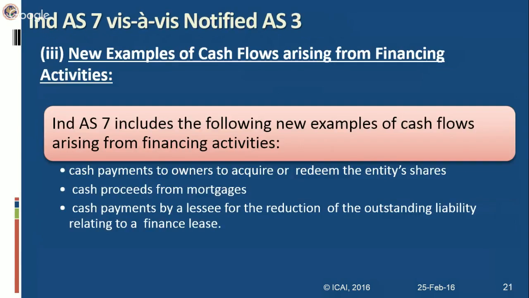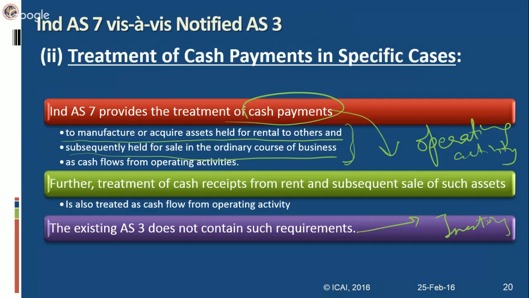Third difference: new examples of cash flows arising from financing activities. Ind AS 7 includes some new examples which are arising from financing activities. What are those? Cash payment to owners to acquire or redeem the entity shares, cash proceeds from mortgages, cash payments by the lessee for the reduction of the outstanding liability relating to a finance lease. This is not something variation. These are only the add-ons which are given in some examples, more are added. So no need to go in detail about them.